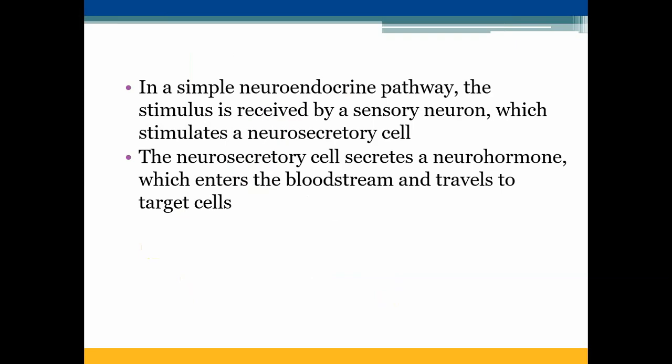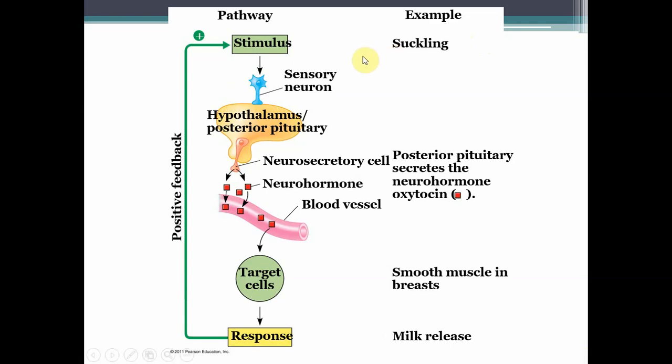In a simple neuroendocrine pathway, the stimulus is received by a sensory neuron which stimulates the neurosecretory cells. Neurosecretory cells secrete a neurohormone which enters the bloodstream and travels to the target cells. This is a positive feedback: stimulus, suckling, sensory neurons, hypothalamus and pituitary. Neurosecretory cells secrete a neurohormone known as oxytocin. It is secreted into the blood vessels and it acts on the target cells, which are the breast, and causes milk release. So suckling of the baby gives a response, causing the neuroendocrine system to regulate and causing the breast to release milk. This is known as positive feedback.